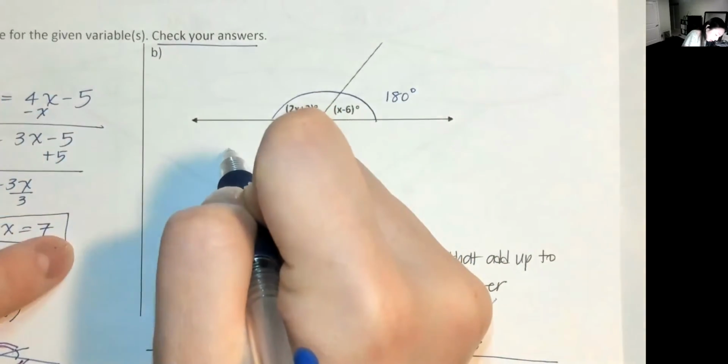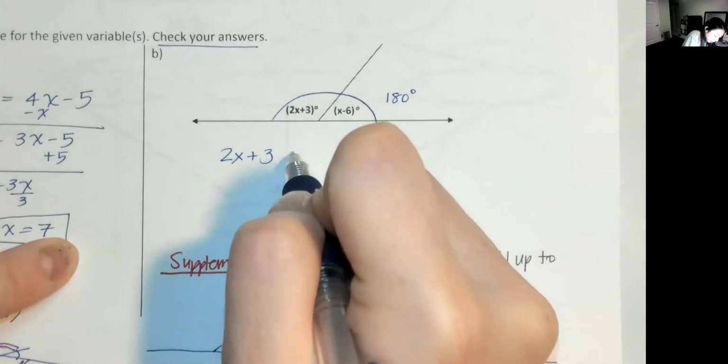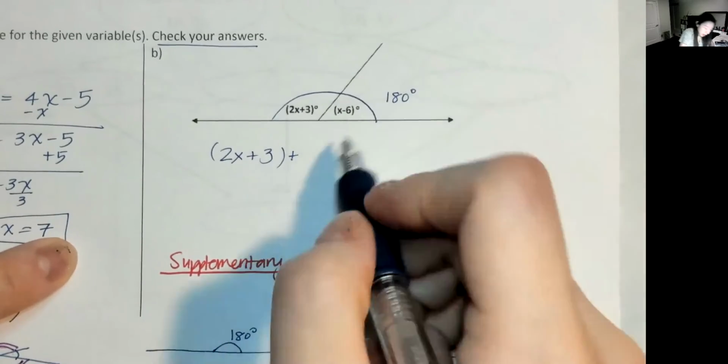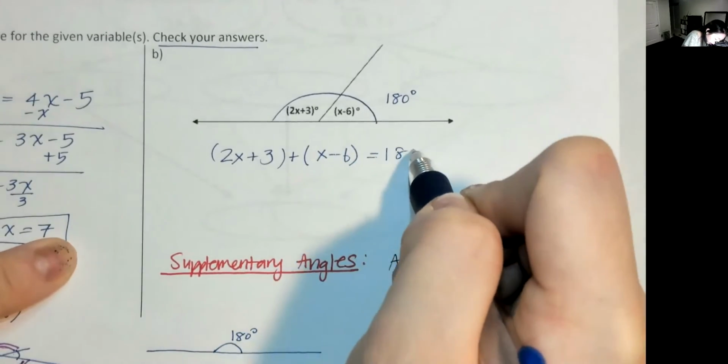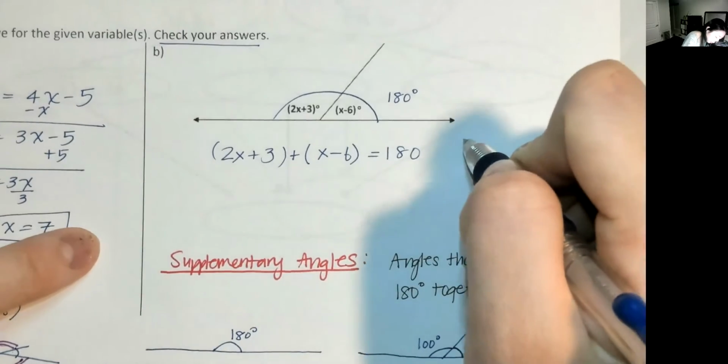So then we can write our equation as (2x + 3), I'm going to put parentheses around it because that's the first angle. And then the second angle is (x - 6). They add up to 180. Yes, you should put parentheses. You should put parentheses.